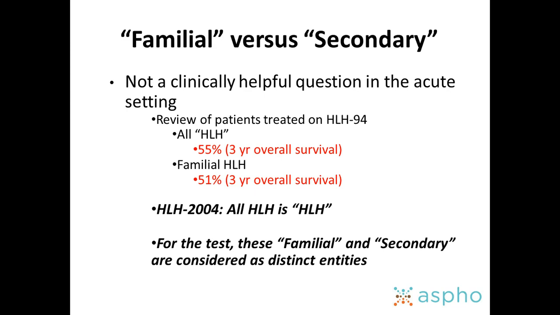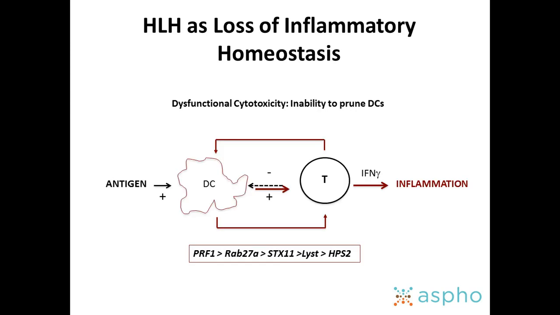And not only that, the outcomes aren't really different. If you look at the HLH-94 data, there's really no difference between outcomes in kids who had suspected or proven familial HLH versus all comers. And so I think that really suggests that people who show up with this phenotype of HLH really require urgent immune suppression, and you can figure out the cause later.